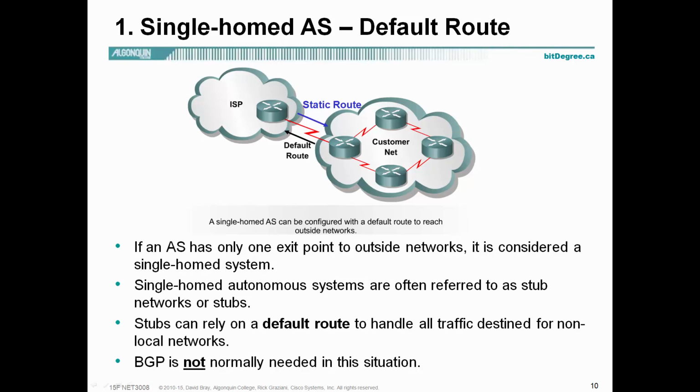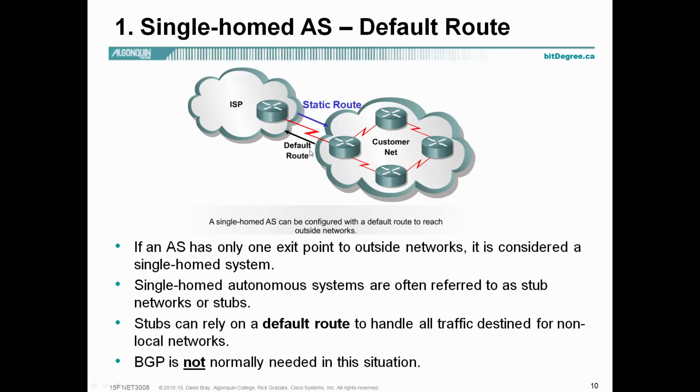So in this circumstance, you've got a customer network where you've got a single exit point to outside networks, and it's a single homed system, sometimes referred to as a stub network as far as the ISP is concerned, where this customer is a stub network. And so that stub relies on a default route to handle all the traffic that's going out of its local networks. So in this situation, BGP is not normally needed.